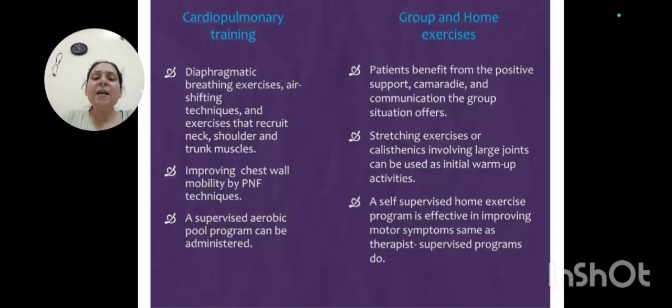The next thing is the cardiopulmonary training. The cardiopulmonary training is, again, you understand the chest mobility is very much important. So what we do is breathing exercise, which we call active cycle of breathing exercise. We teach them how to hold breath, how to breathe, hold breath and release, and complete the cycle.